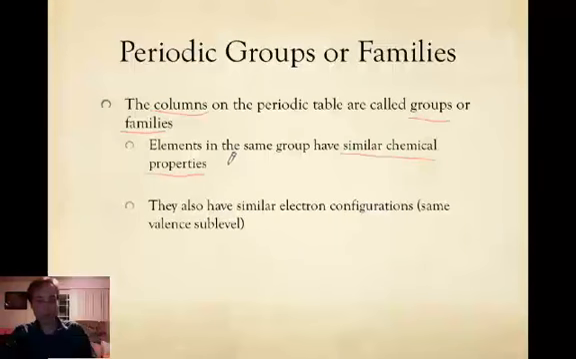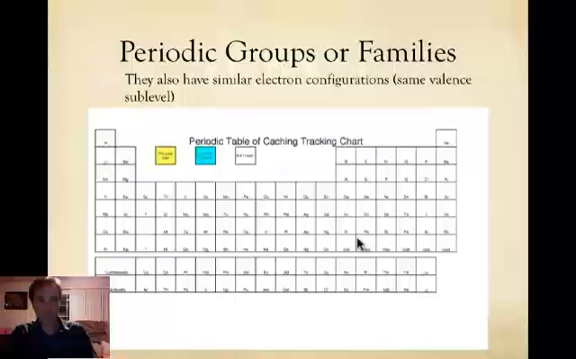And groups or families are all elements with similar chemical properties. Those elements I just showed you, potassium, sodium, cesium, rubidium, they're all highly reactive with water. Okay, they're explosively reactive with water. Okay, it has to do with the fact that they all have that s1 valence. Okay, so they all have similar electron configurations. In the case of lithium, for instance, it's 2s1, and sodium is 3s1, etc. Similar electron configurations means similar chemical properties.